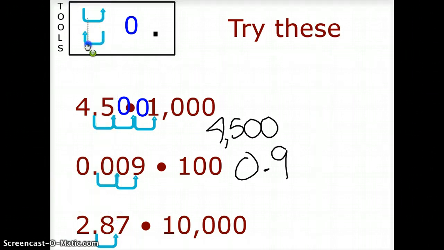So that's 1, 2, here's an empty swoop. I'm going to have to bring a 0 in, and another empty swoop. So my decimal point would be way at the end. And this answer becomes 28,700.